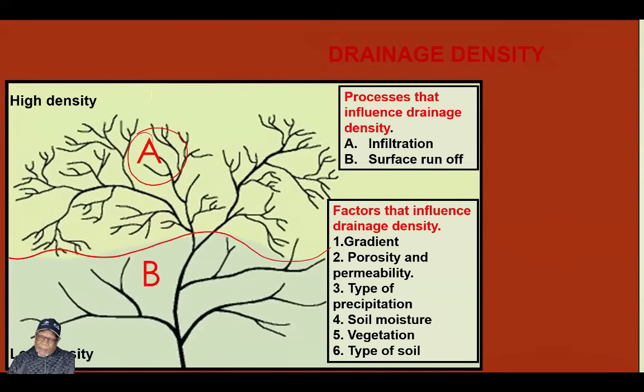Now, here are the factors that are influencing drainage density. It's gradient, porosity and permeability, type of infiltration, type of precipitation, soil moisture, vegetation, and type of soil. Now, here is a simple question. Explain how gradient influences density at B. If you get that question, say explain how gradient influences density at A or at B.